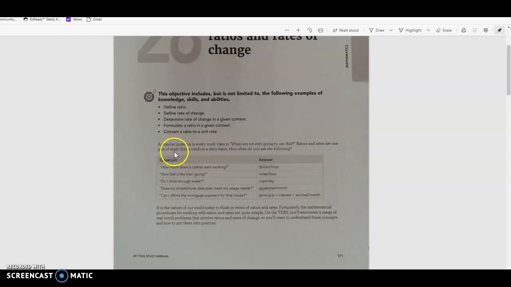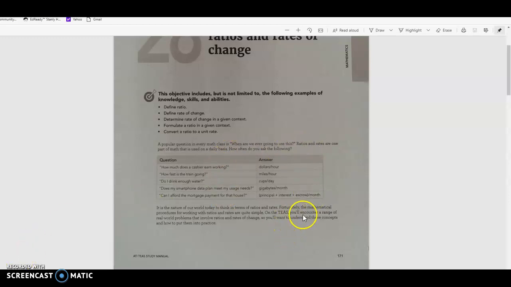Ratios and rates are one part of math that is used on a daily basis. As you can see in this little table, these are ratios and their meanings. How much is the cashier earning at work? Dollars per hour. How fast is the train going? Miles per hour. Do I drink enough water? Cups per day. Does my smartphone data plan meet my usage needs? Gigabytes per month. Can I afford the mortgage payment for that house, which is the principal plus the interest plus escrow divided by a month? All these are examples of ratios and rates.